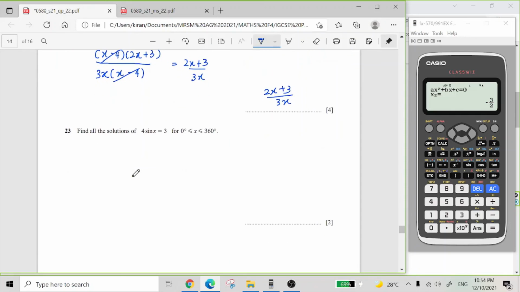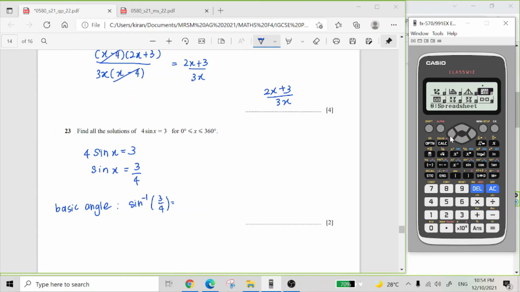Find all the solutions for 4 sine x equal to 3, and this is the range for the value of x. So we have sine x here equal to 3 over 4, so we rearrange, and then we find the basic angle. We shift sine and we find the angle first. Whatever it is, you have to calculate the basic angle first.